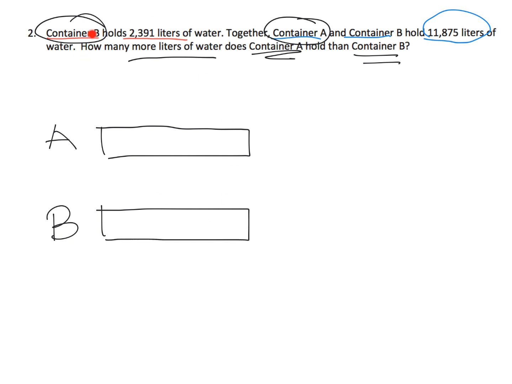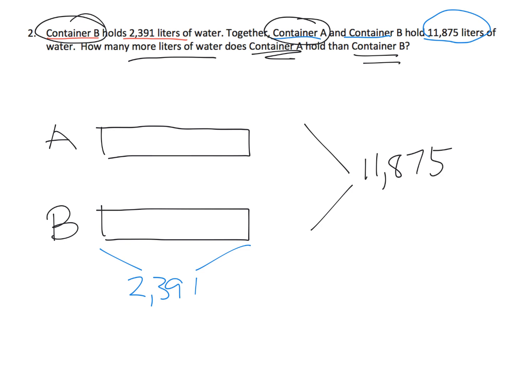Now, I'm going to go back and read the problem again. It says container B holds 2,391 liters of water. So that tells me this length right here is 2,391 liters of water. Now it says container A and container B hold 11,875. So I'm going to say, all right, that's 11,875 liters of water. But then the kicker, the question at the end is, how many more liters of water does A hold than B? So that's telling us that A is actually longer by some amount than B. So the question is, how much more is that? And so our question mark goes right here.